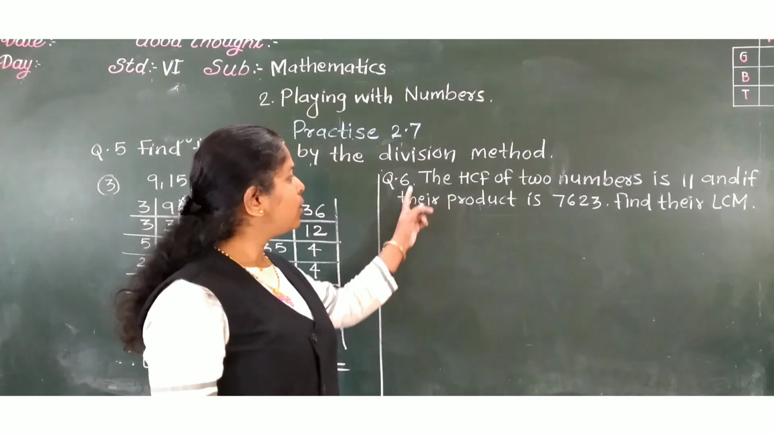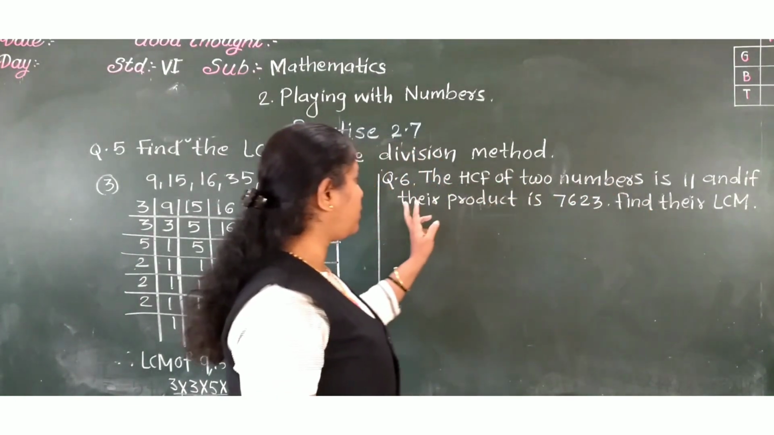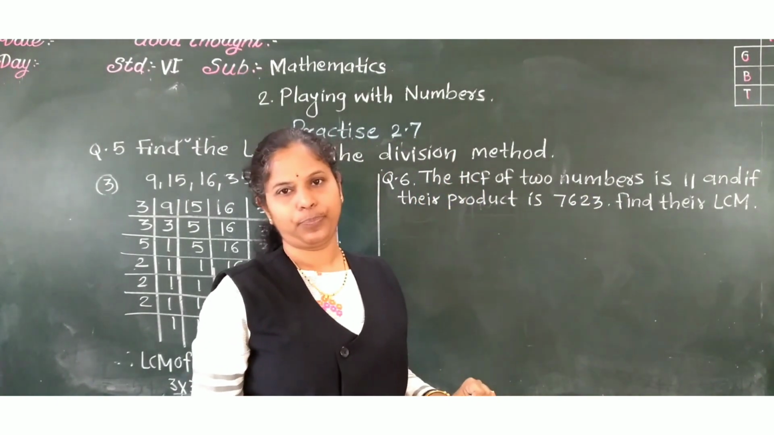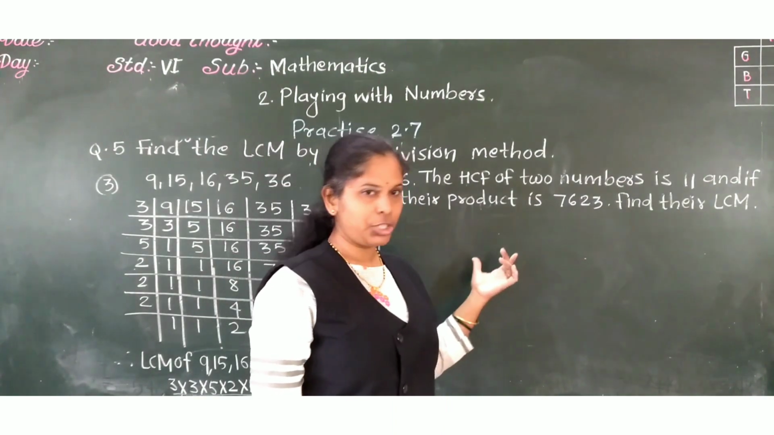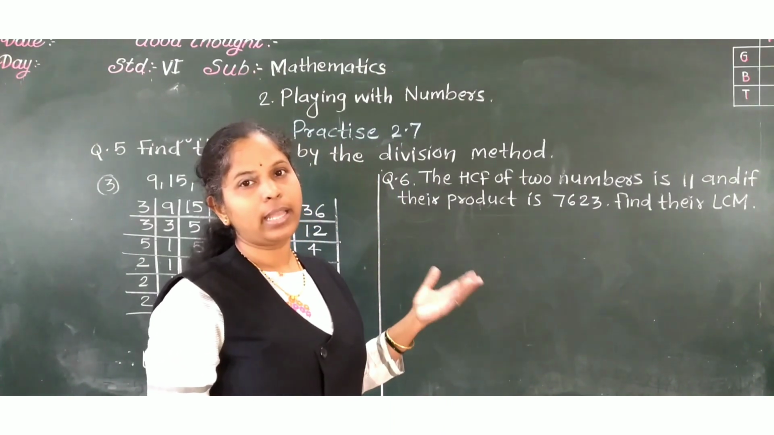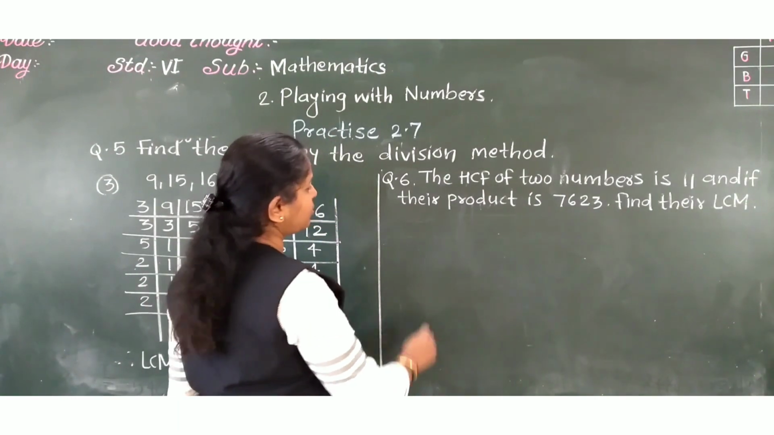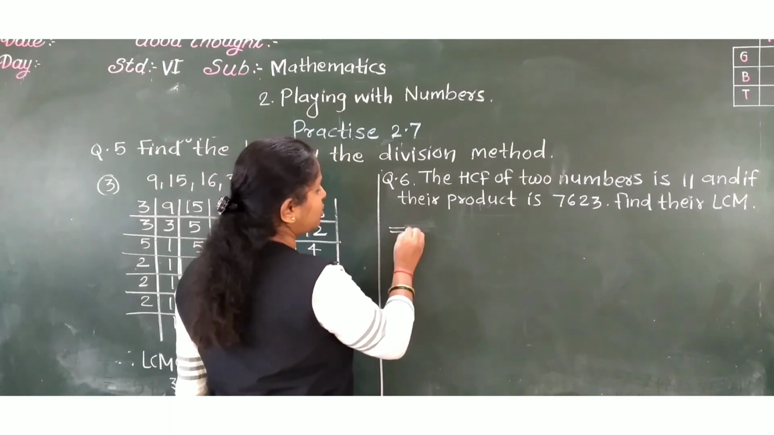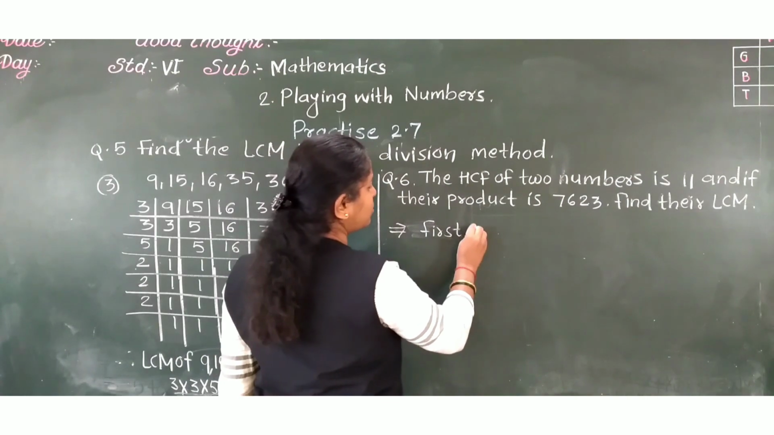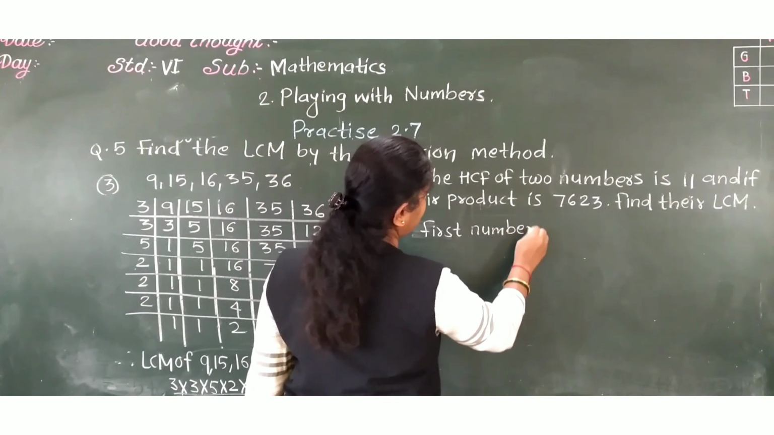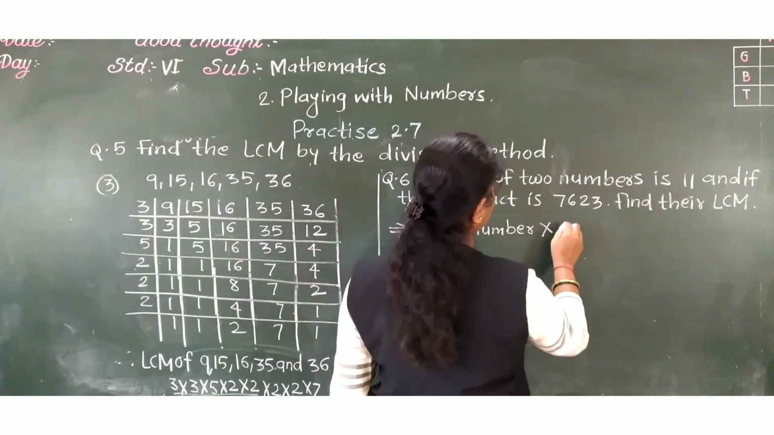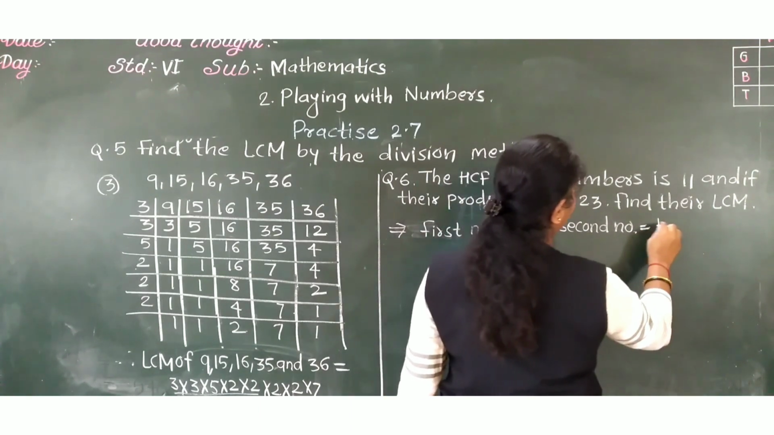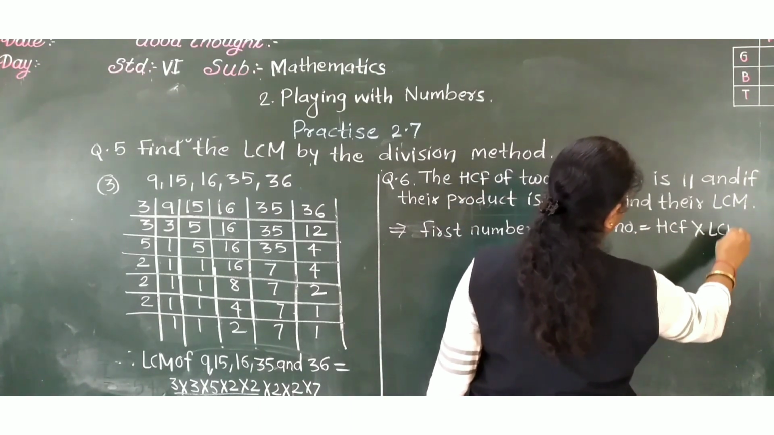Question number 6. The HCF of two numbers is 11 and if their product is 7623, find their LCM. Now students, we have learned the relationship between the numbers and their HCF and LCM. What is that? The relationship is: first number into second number is equal to HCF into LCM.